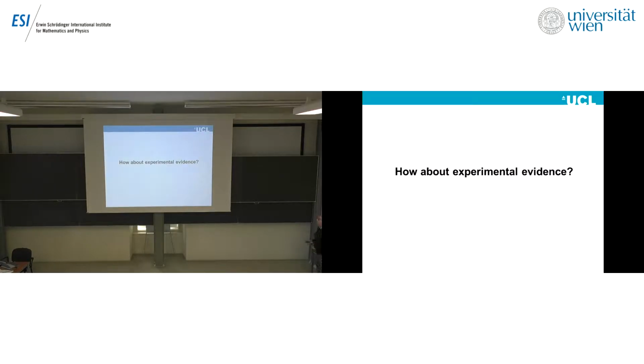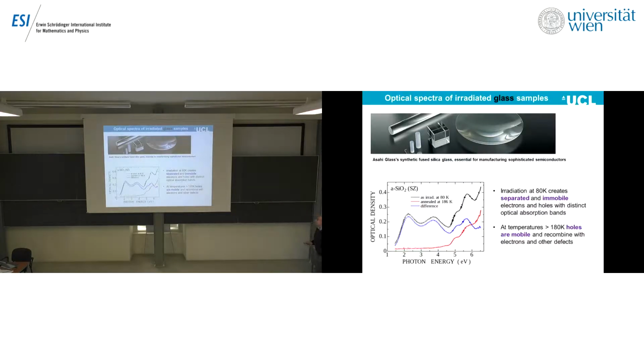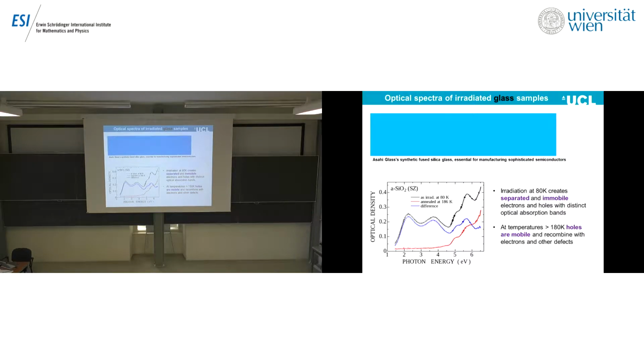So now, on the first day, we were discussing what about experimental evidence? It's quite difficult to prove. Silicon dioxide is the best material, silicon dioxide glass is well studied, so now let's see what one can do about this. In glass silica, if you irradiate the system at 80 Kelvin, you produce electrons and holes, and both of them are localized. That is a very important feature.